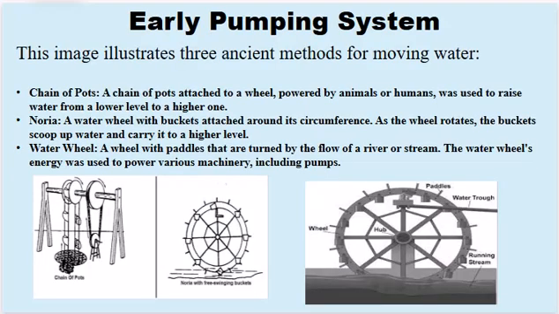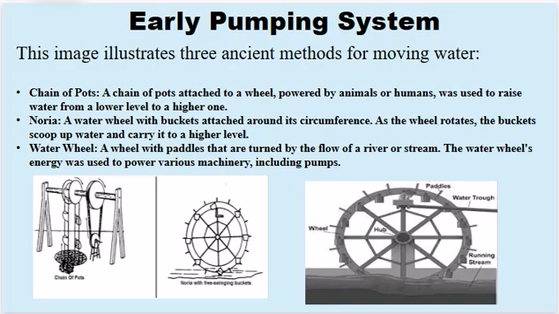Early pumping systems. Before modern pumps came along, early pumping systems were simple mechanical tools that moved liquids using basic power sources like human effort or animal strength. They were essential for farming, mining, and getting clean water. This image illustrates three ancient methods for moving water.